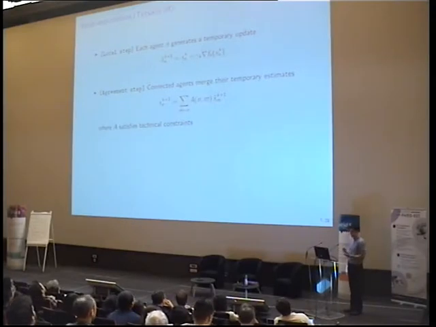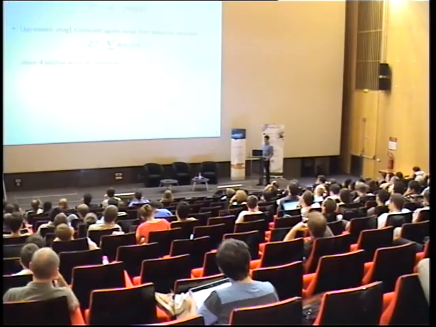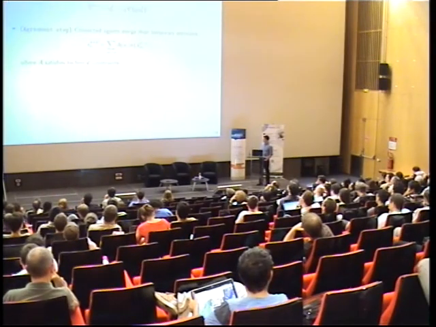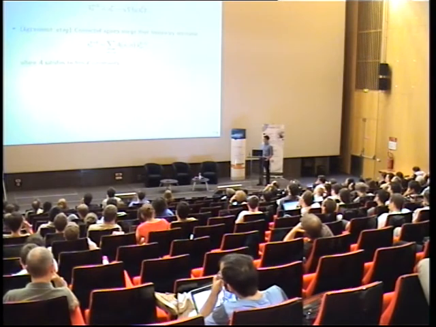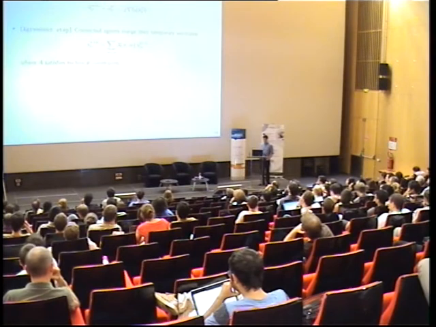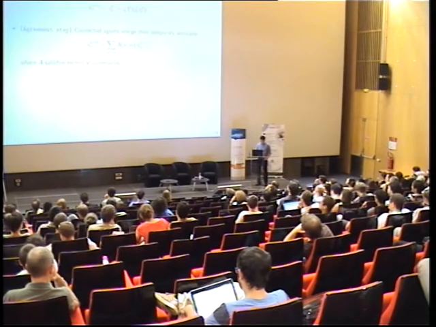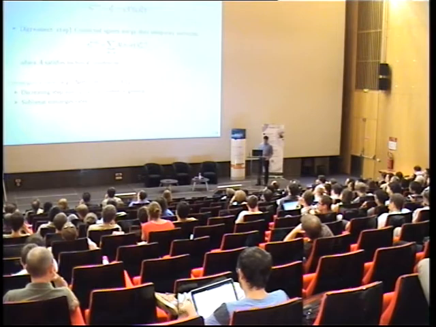Once this is done, the agents communicate together and merge their temporary estimates. So the final estimate x_n^(k+1) of node n will be equal to a linear combination of the temporary estimates that it just received from its neighbors. And here the coefficients a_nm of this linear combination should satisfy certain technical constraints, which can be, by the way, quite stringent in some situations.